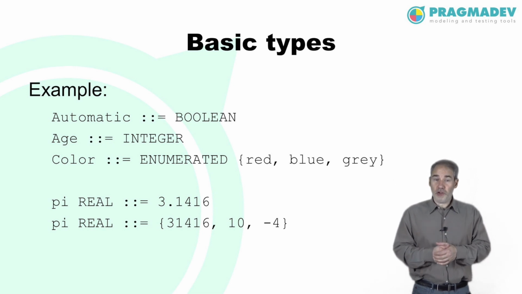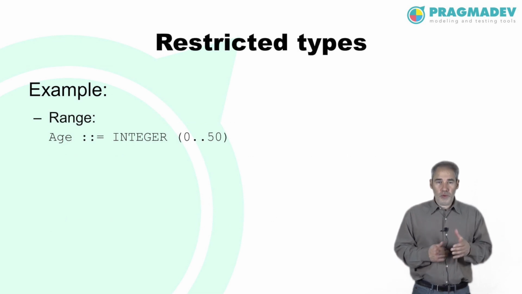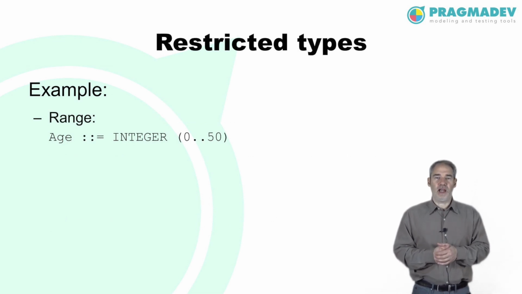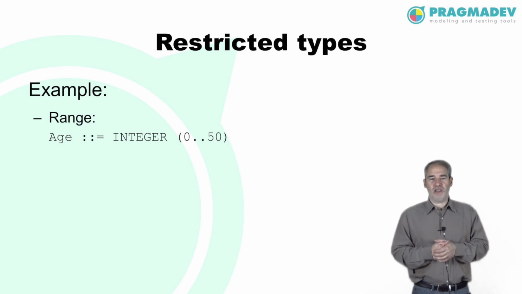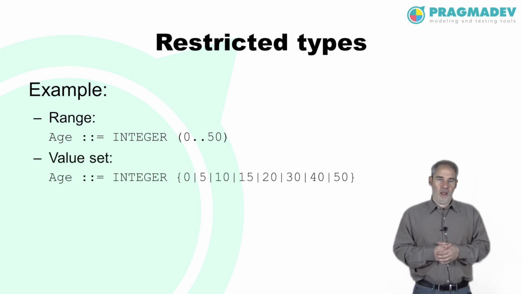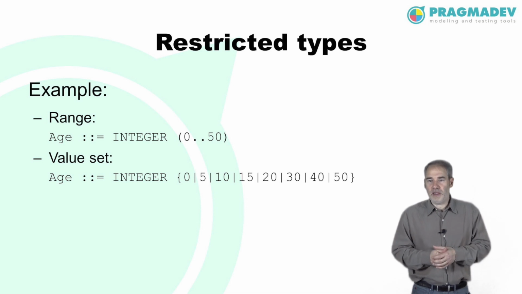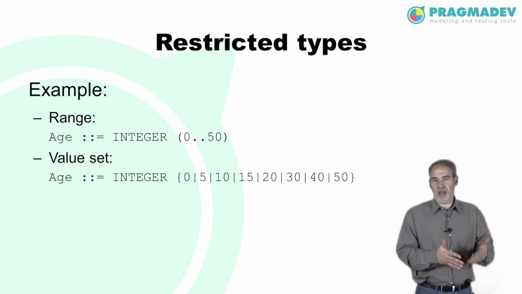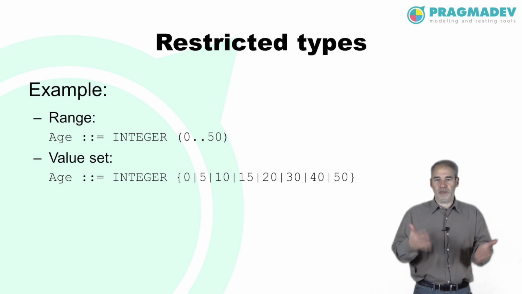As I said before, an integer by default does not have any upper limit. For that reason, most of the basic types are restricted in real applications. To do so, a range of values is put after the type between parentheses. For example, you could say that the age of the car is comprised between 0 and 50. Another way to restrict the possible values is to define a value set. One could say that the age of the car does not need to be that precise and could be 0, meaning less than 5 years, or 5, or 10, and so on.